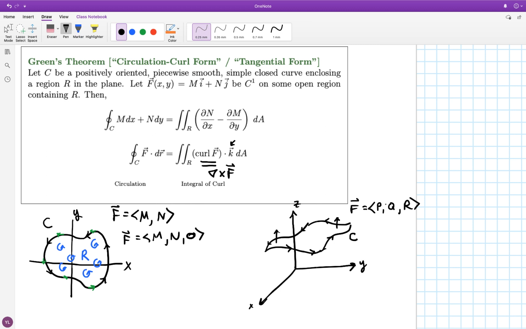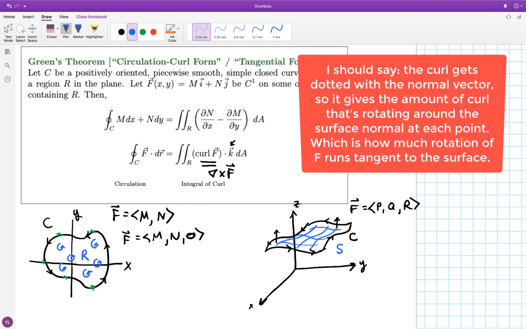And you could compute, of course, the circulation of this 3D vector field along the 3-dimensional curve. We've done that before. We've done line integrals of vector fields in 3 dimensions. So what Stokes' theorem is going to say is if you instead compute a surface integral across the surface of the curl of this vector field.